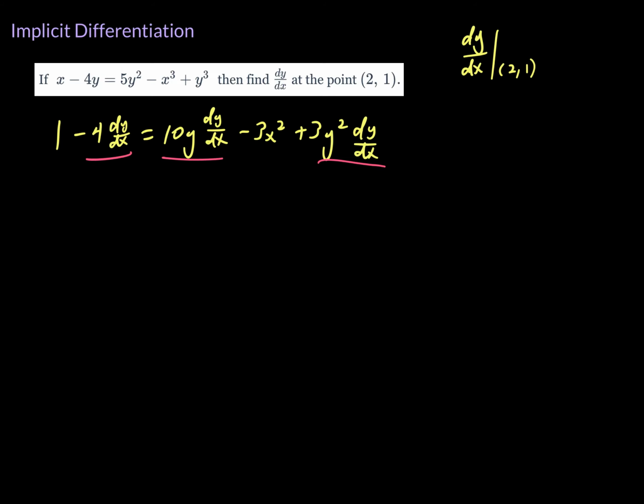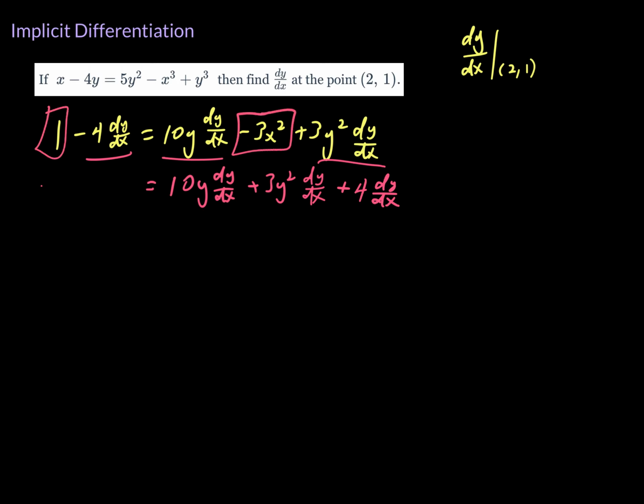Since there's 2 of them on the right, I'll just move the negative 4 one over to the right. It doesn't really matter which side we get them on. So we'll have over here 10y dy/dx, the plus 3y squared dy/dx. And when you move that negative 4 over, it becomes a positive 4 dy/dx. Over here, we're going to have the non-dy/dx terms. So we already have a 1. I'm going to move this over. It becomes positive 3x squared.